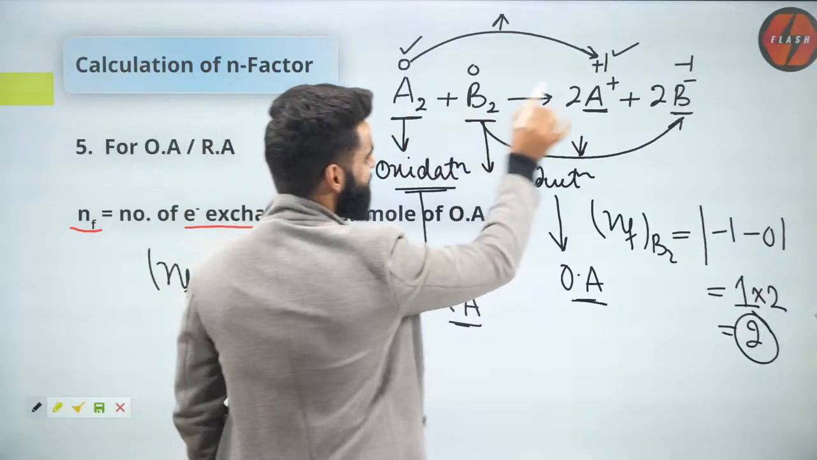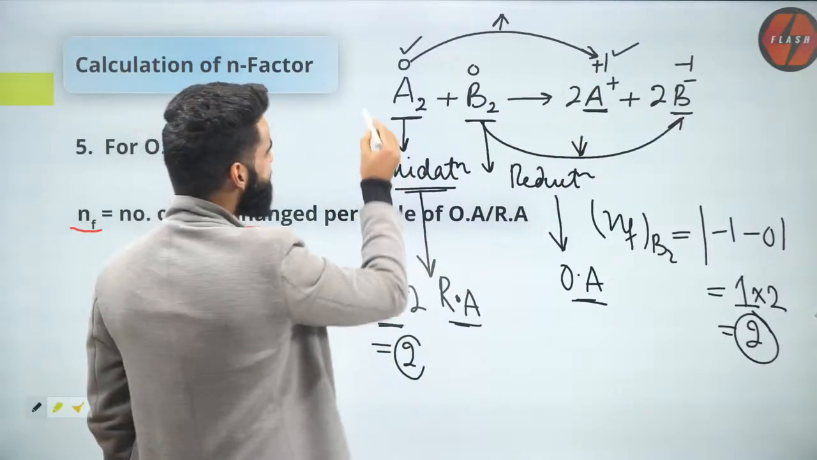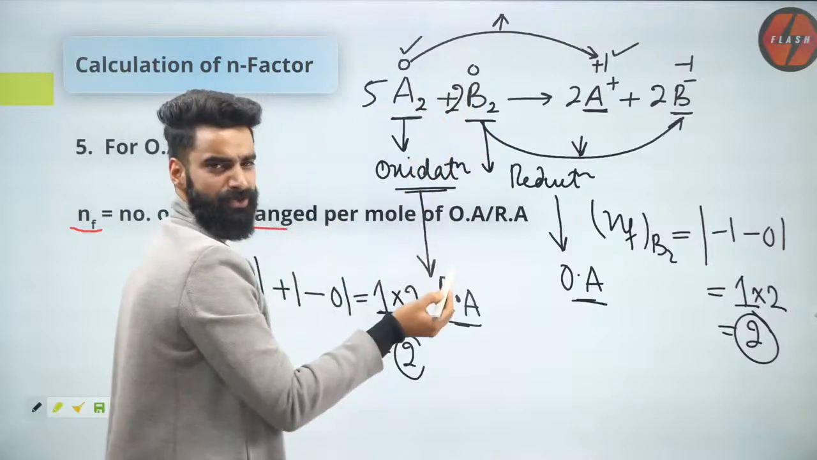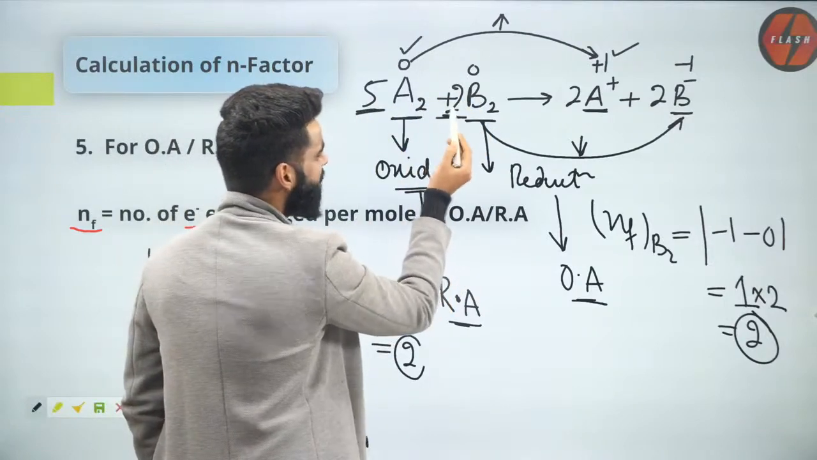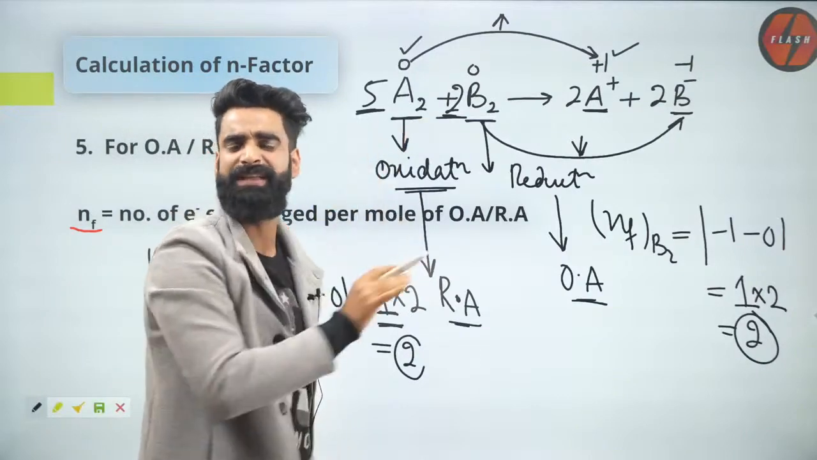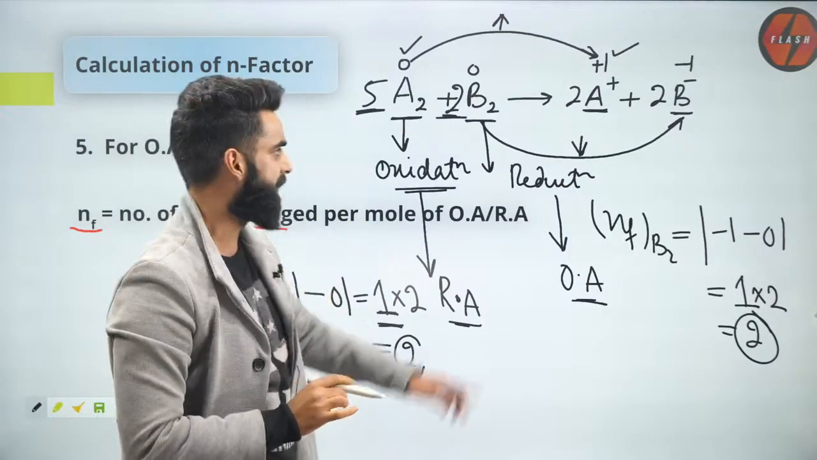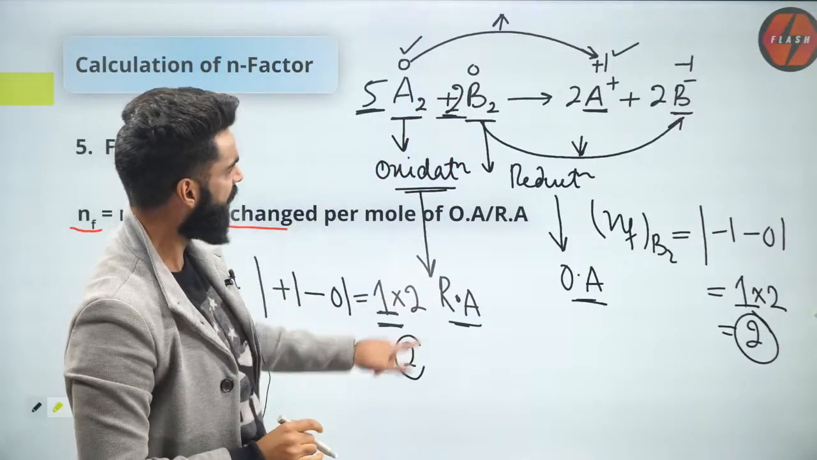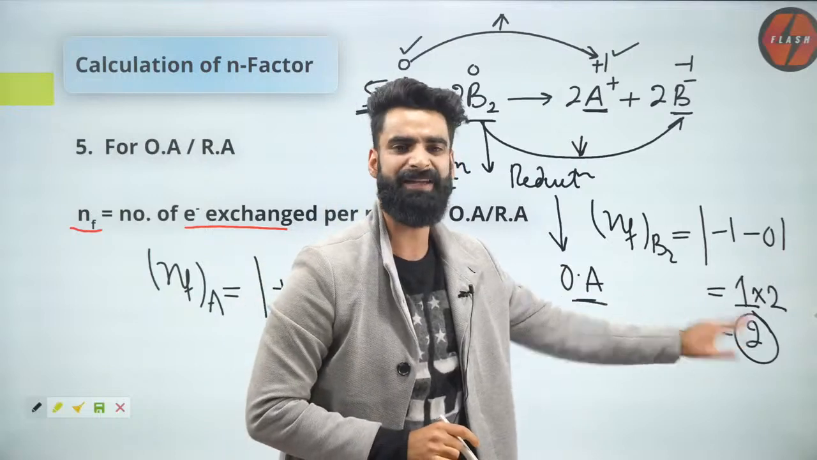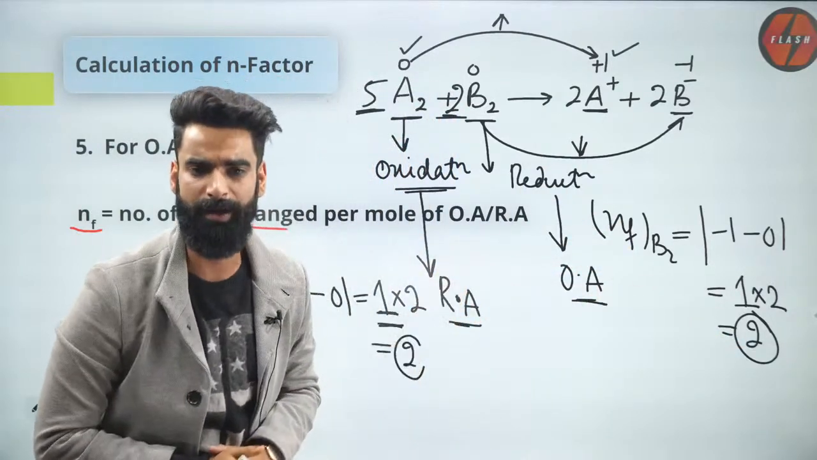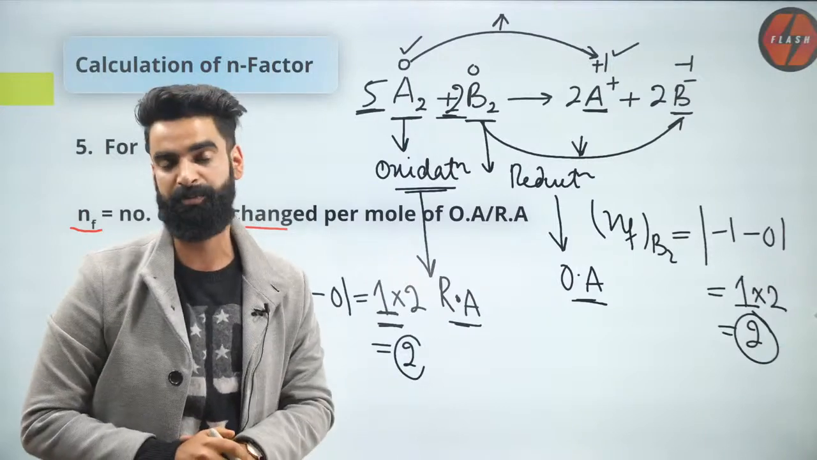For example, this is the same reaction I have. Over here I've got some stoichiometric coefficients as well, for example, 5 and 2. Stoichiometric coefficients have got nothing to do with the n factor. See, n factor of A2 again will remain the same as 2. N factor of B2 again will remain the same as 2. These stoichiometric coefficients are not going to affect your n factors over here. Got it? Remember this important point.